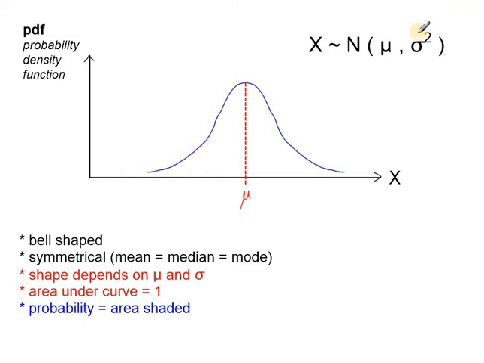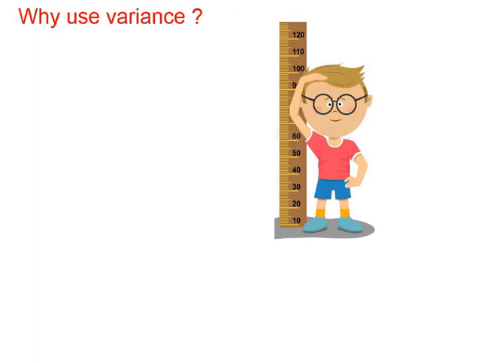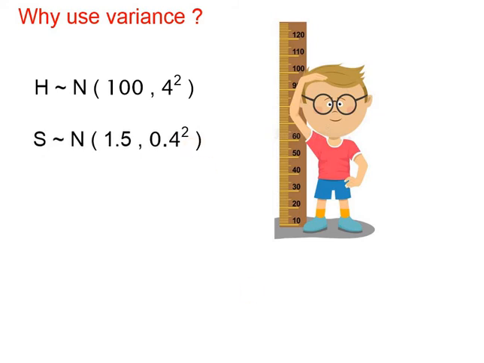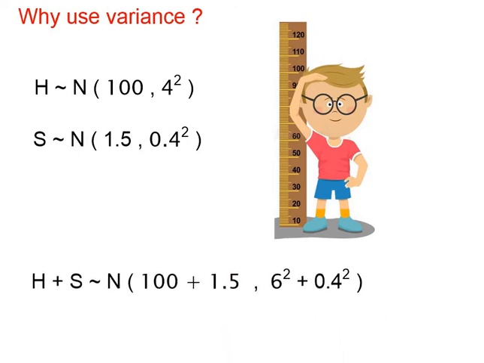And you might wonder, why variance? Why not just standard deviation? The reason we use variance can be demonstrated by looking at the height of a person who's wearing shoes. So the actual height measured will be the sum of the height of the person and the shoes. And if the height of the person follows this normal distribution and the height of the shoes follows this normal distribution, then you're expecting the combined height of the person and the shoes to be like this.